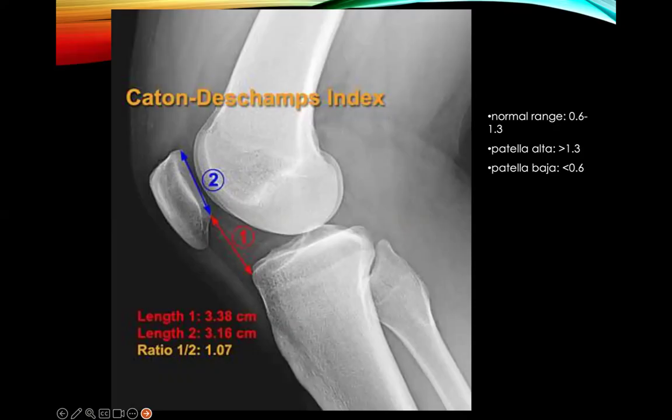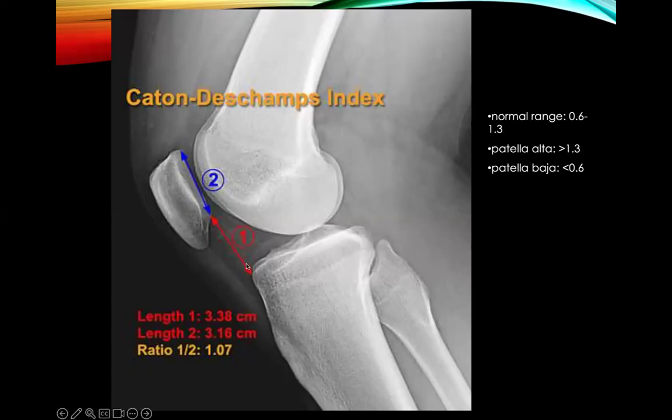So Caton-Deschamps index is measured on a lateral radiograph, or can be done on a sagittal CT of the knee or an MRI. If taken in radiography, the knee should be flexed at an angle of 30 degrees. But in Caton-Deschamps' original paper, they took it with knee flexion from 20 degrees to 80 degrees. So here the standardized value is 30-degree knee flexion.